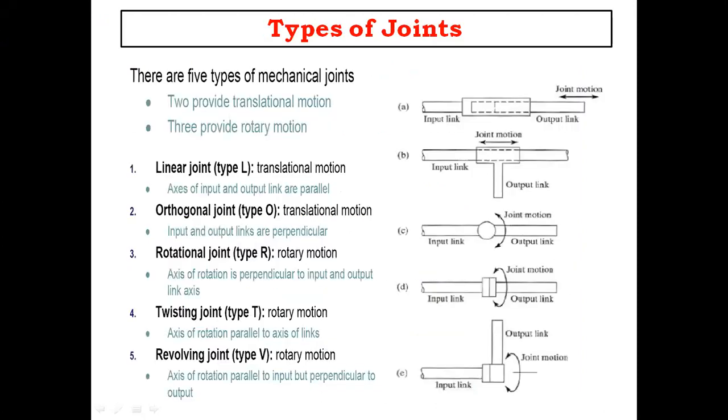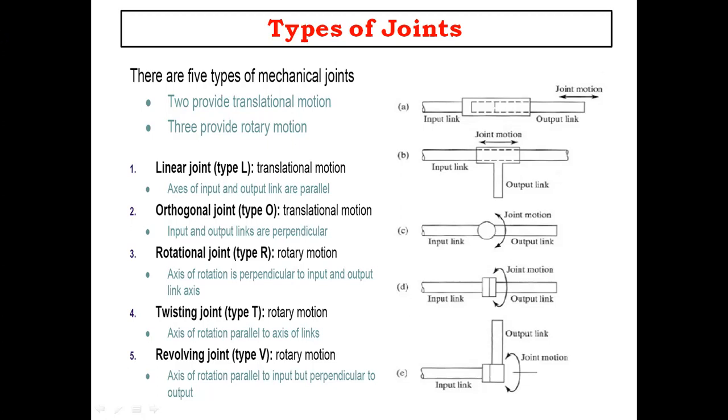Next we have to see the different types of joints for robotics. We have 5 types of mechanical joints. Joints provide the motions of the robot. There are two different motions: translational motion and rotary motion. Among the 5 types of joints, 2 provide translational motion and 3 provide rotary motion.